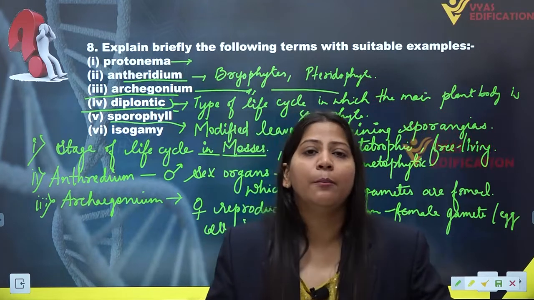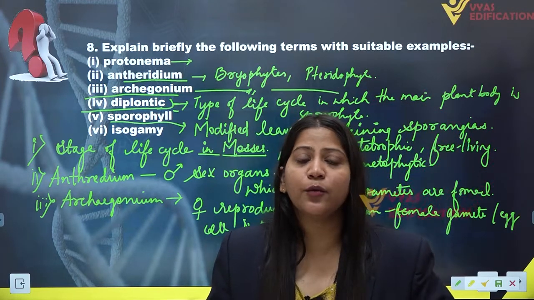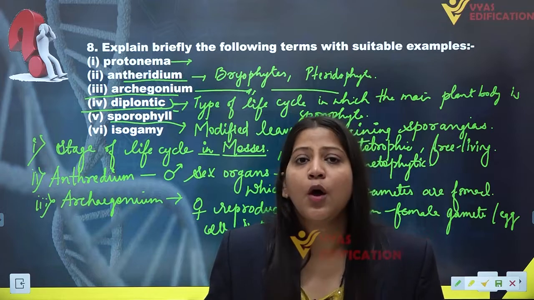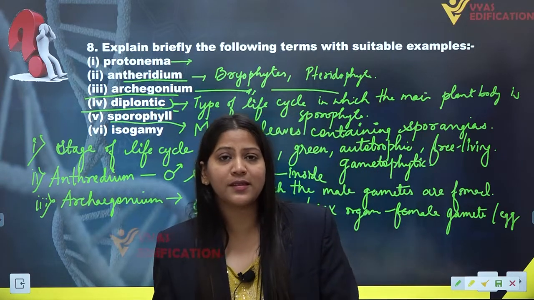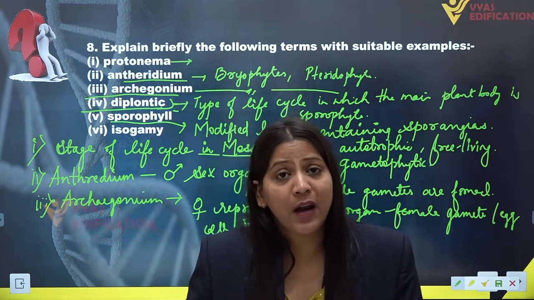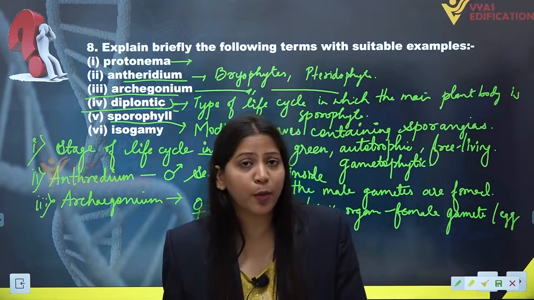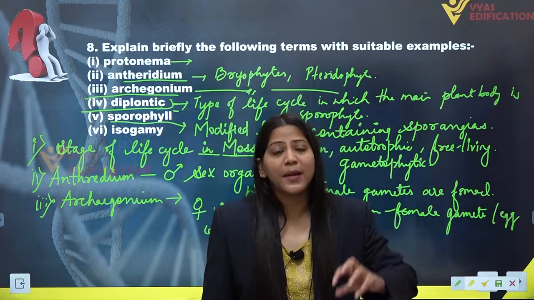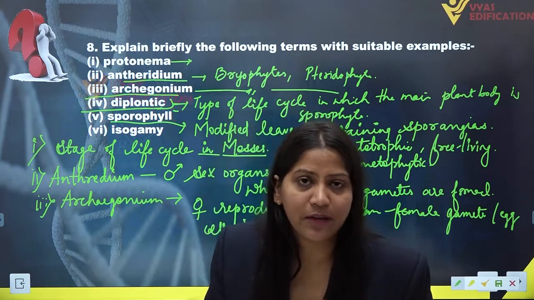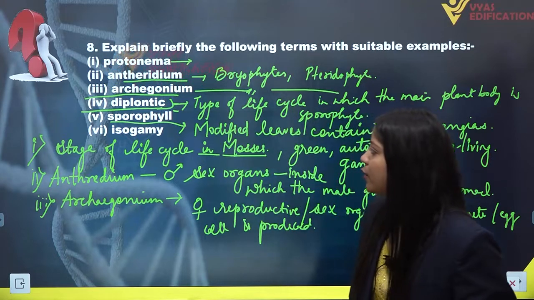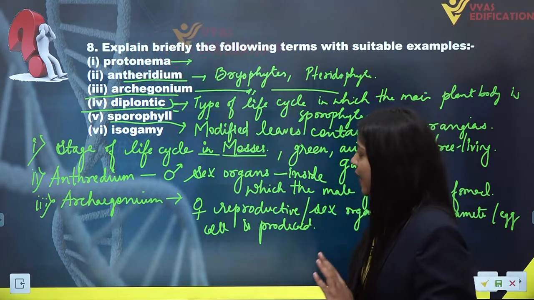Microsporophylls have microsporangia inside which the microspores are going to be formed, which are male spores, and in case of megasporophylls, which are larger, they have larger sporangia known as megasporangia. Inside megasporangia, the megaspores or the female spores are going to be formed. Sporophylls can be found in pteridophytes as well.